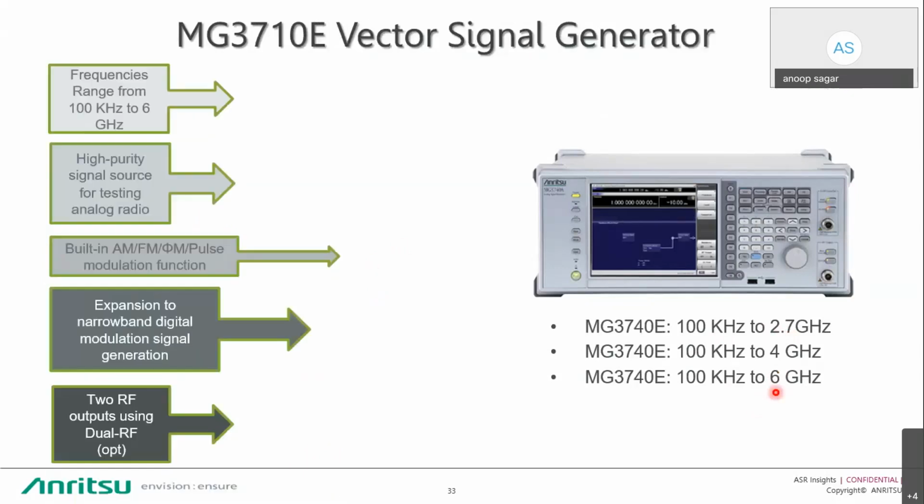So again, this vector signal generator has the same dual output with a high purity signal source. It has built-in AM, FM, phase and pulse modulation functions. You can generate your digitally modulated signal as well. It also has two RF outputs using the dual RF output option. The frequency range for this one is again 2.7 and 6 gigahertz.